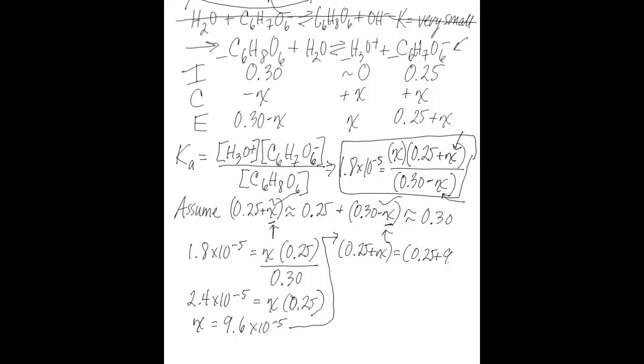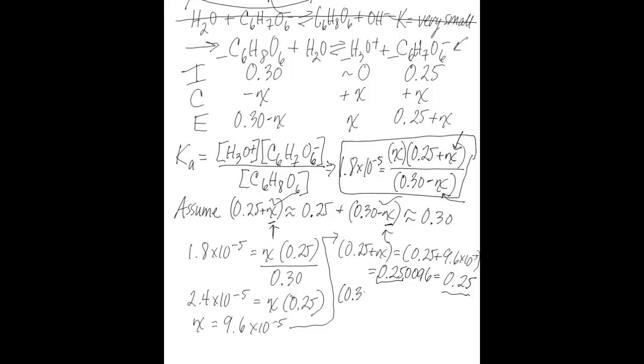So we're going to add 0.96 times 10 to the negative 5. When you do the math there, you're left with 0.250096, rounding that to two significant figures, you're left with 0.25. So adding X to 0.25 does not change the value of 0.25.